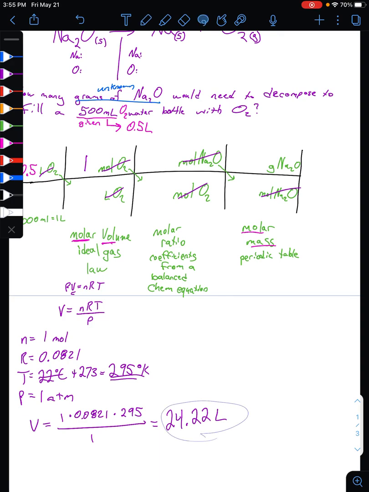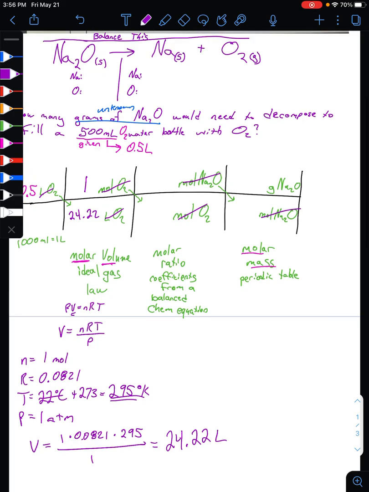This is the number of liters per 1 mole. So my 1 mole is already there. Now I just need to drop that in. So 4.22 liters of oxygen per 1 mole.